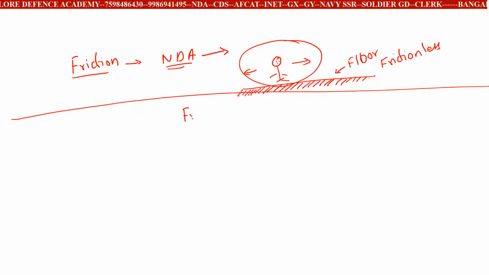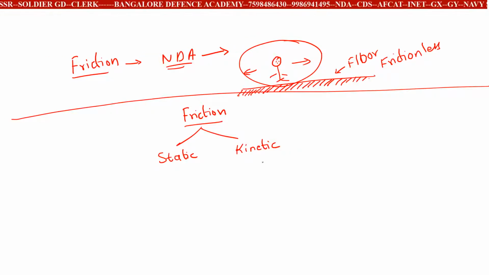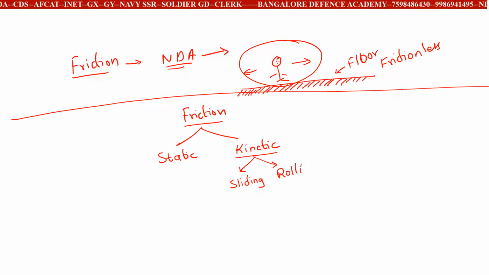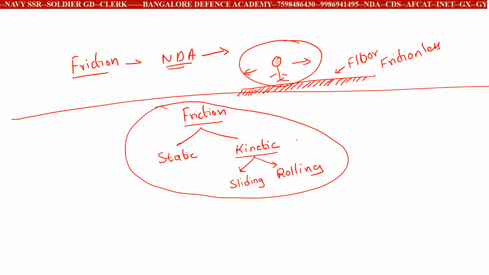To begin with, friction is of two types. You can draw this mind map. The first type is static friction and the other type is kinetic friction. When the object is in motion, I will call it kinetic friction. And under kinetic friction, you have two types, that is sliding and rolling. Now, the whole chapter of friction will be based on this phenomenon.